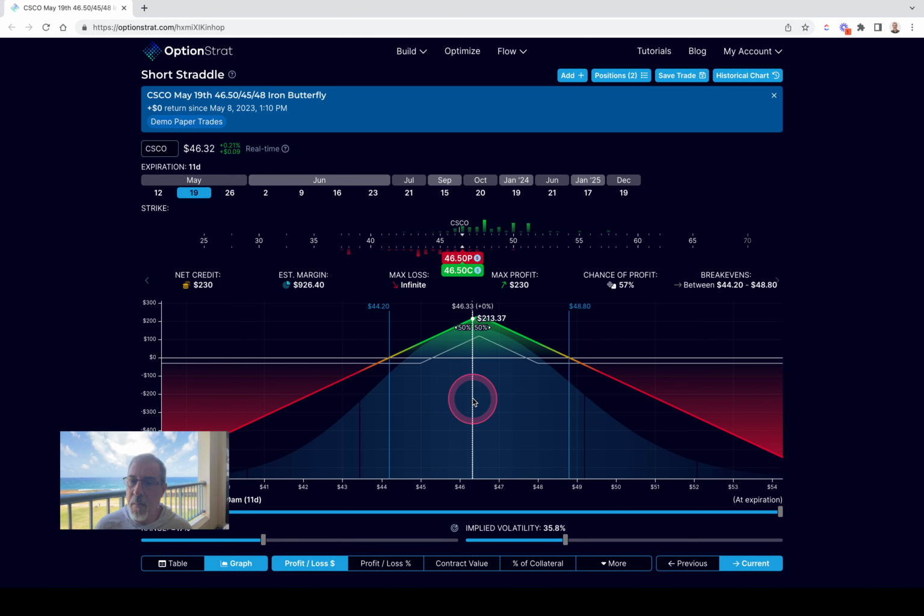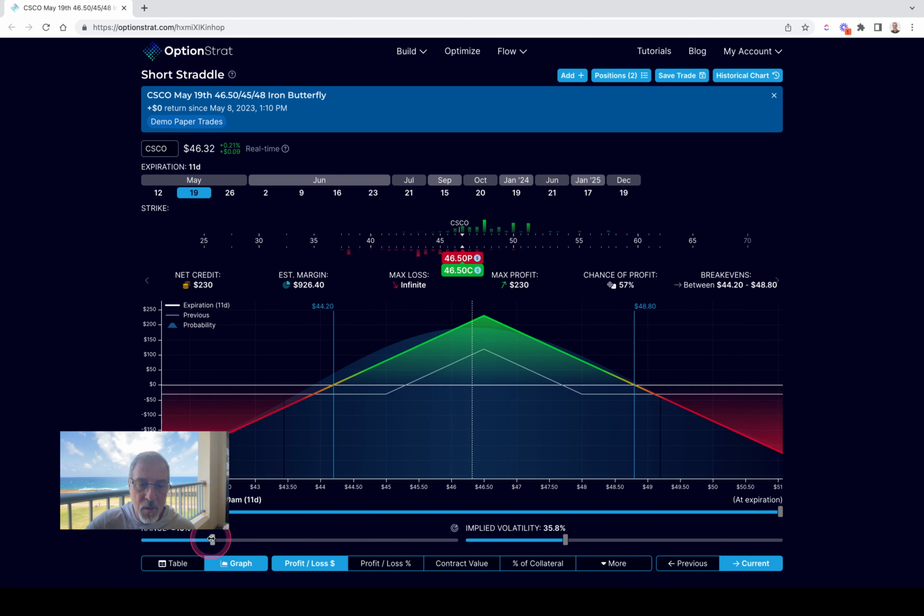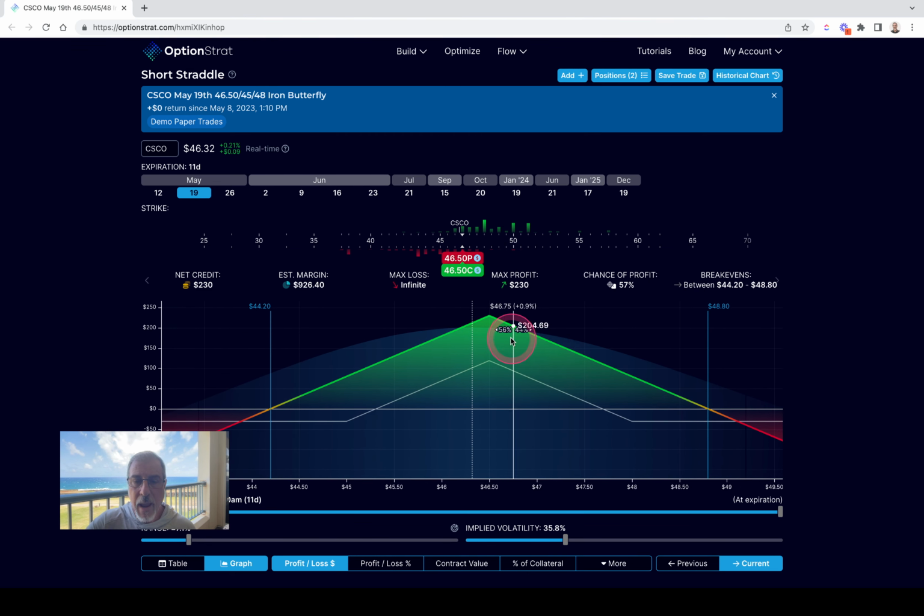If there is some major news event that they announce, this thing could rip down and you could be down $1,200, or it could rip up and you could be down $1,000 or so. So there's a lot of different things that could potentially happen when you are undefined risk. So the trade-off here is, am I willing to accept undefined risk in exchange for a higher net credit and potential profit in the trade? So that's kind of the contrast and compare that we're looking at here.